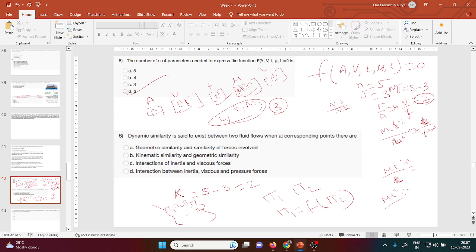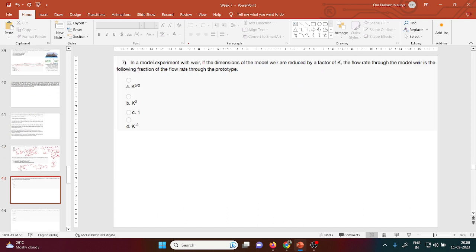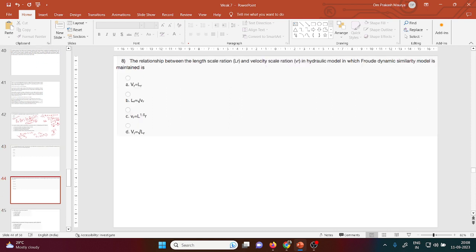So I have already said, what is dynamic similarity? For dynamic similarity, geometric similarity should be there, kinematic similarity, and the similarity of forces involved in the dynamic similarity. You can take the screenshot. You know this already.